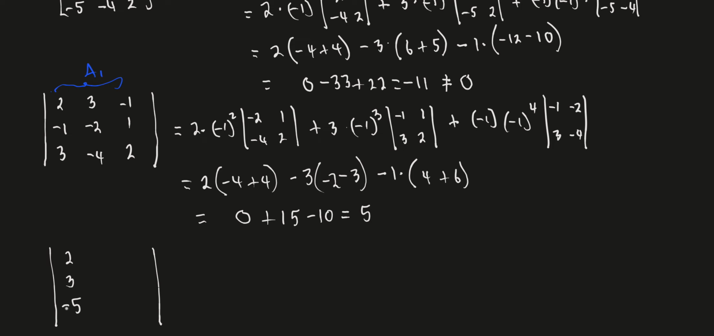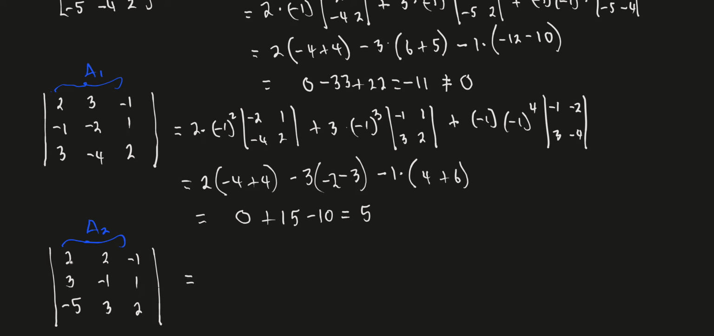The middle column is 2, -1, 3, and the third column stays the same, -1, 1, 2. So that matrix now is what we're calling A sub 2. And again, we need its determinant.